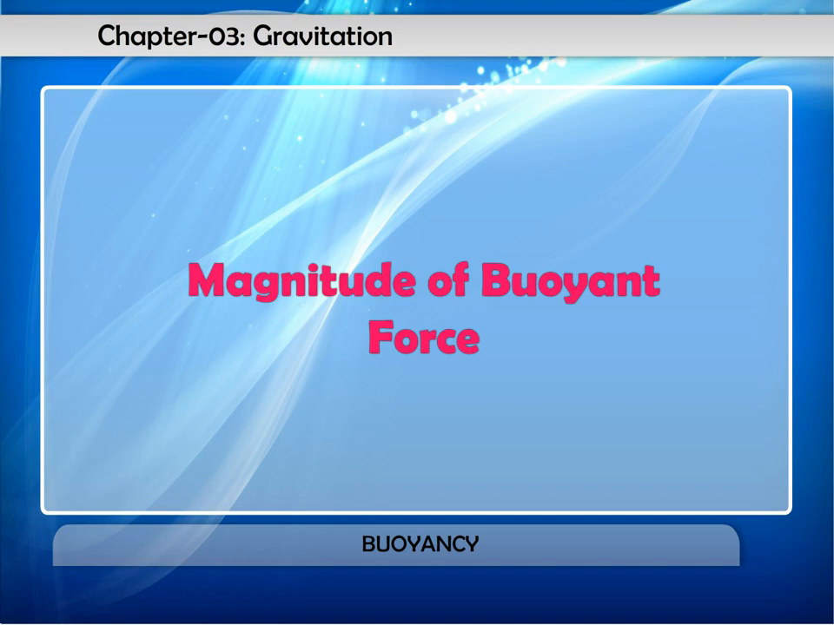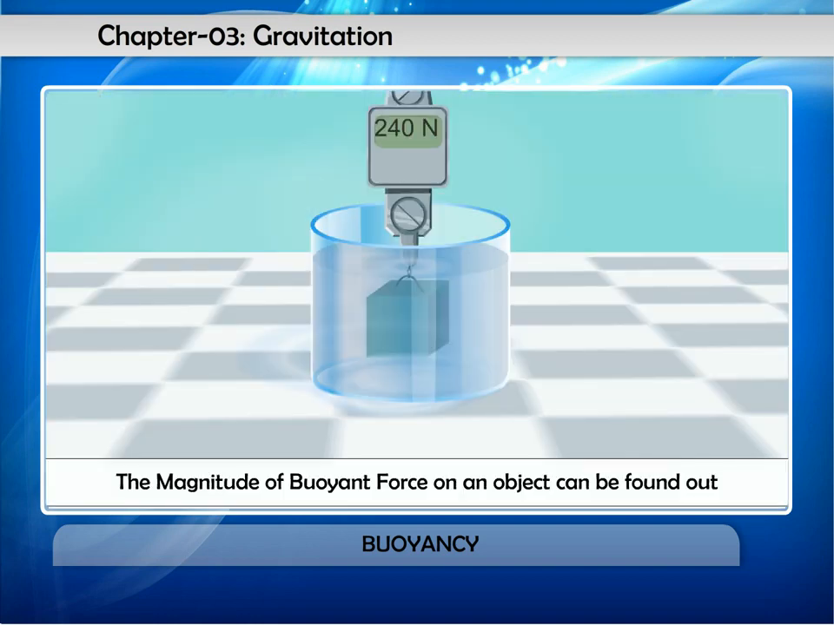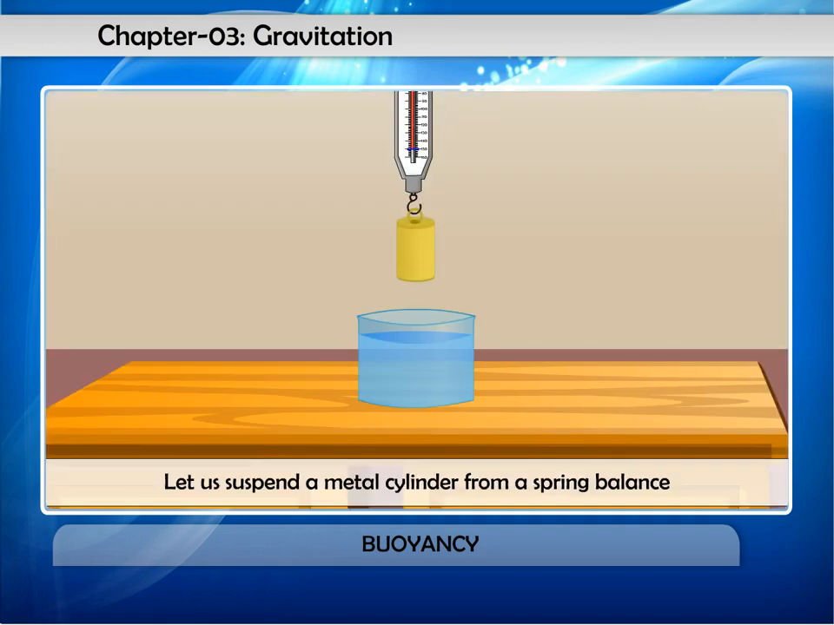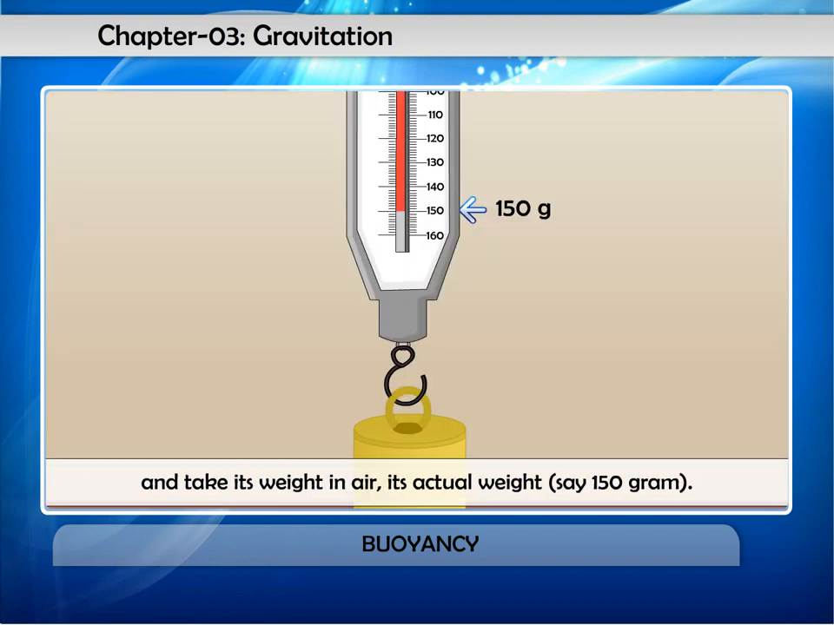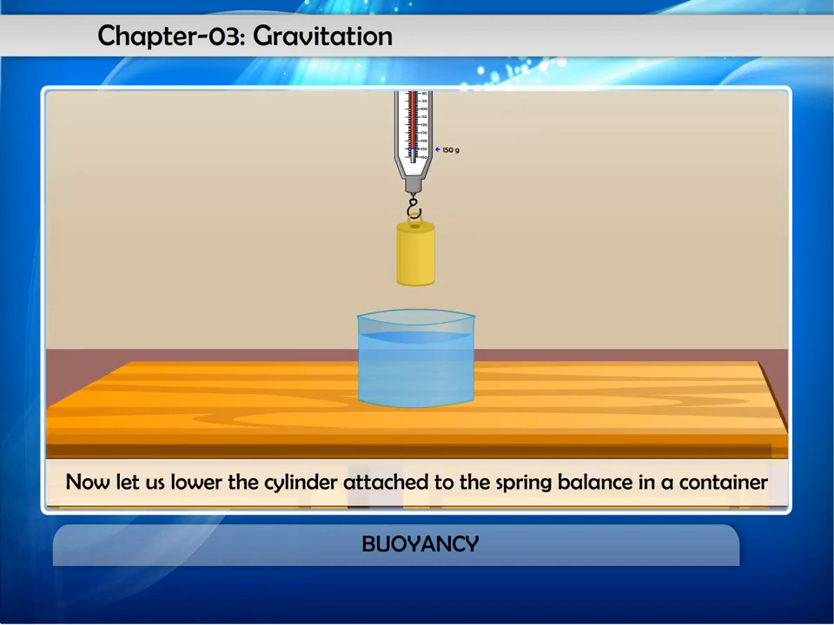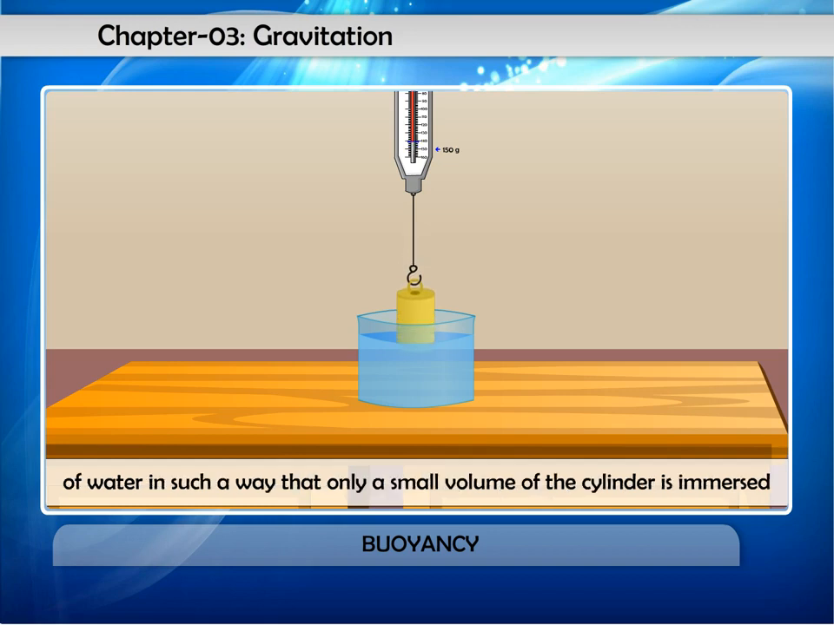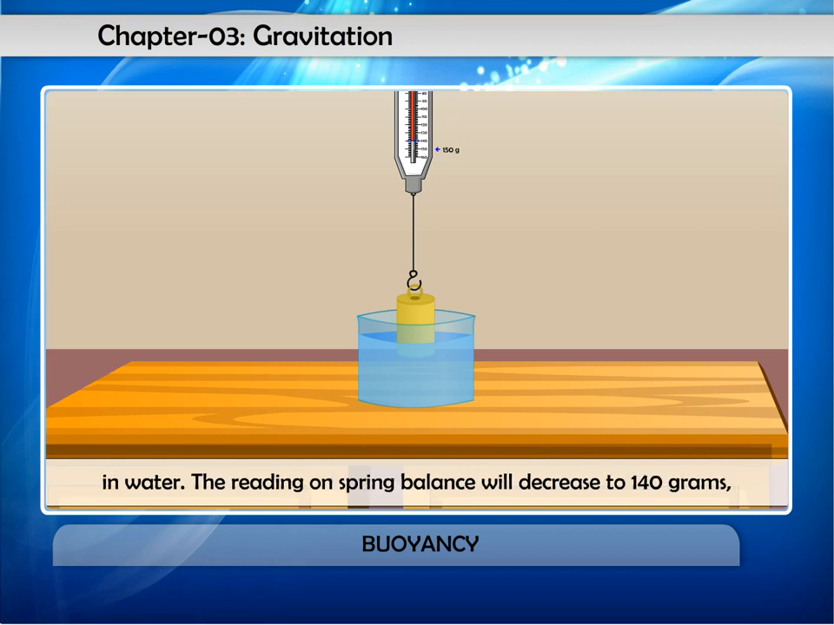Magnitude of buoyant force. The magnitude of buoyant force on an object can be found out by a simple experiment. Let us suspend a metal cylinder from a spring balance and take its weight in air. Its actual weight, say 150 gram. Now let us lower the cylinder attached to the spring balance in a container of water in such a way that only a small volume of the cylinder is immersed in water.